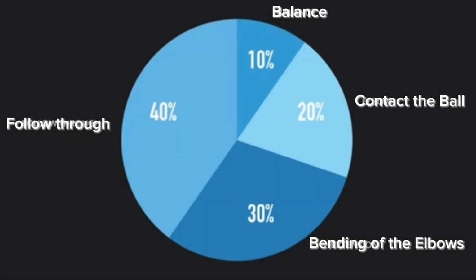Here's a chart listing the timing of receiving a ball in volleyball. It can be broken into 4 parts, as we talked about earlier. Balance takes about 10% of the overall time. Contact with the ball takes about 20%. Bending of the elbows takes about 30%. And following through takes about 40% of the overall time to perform the movement.